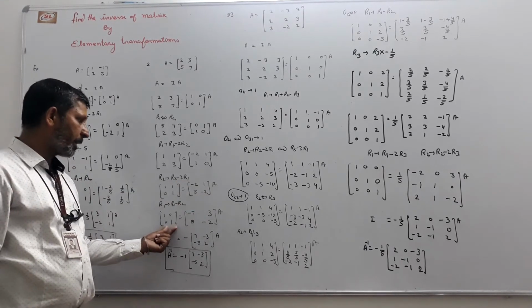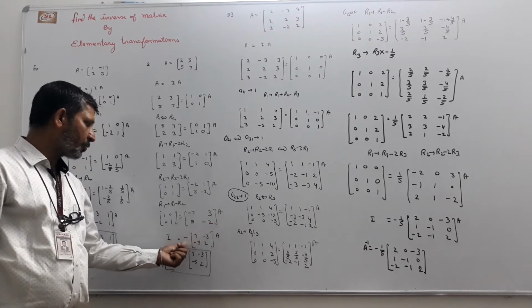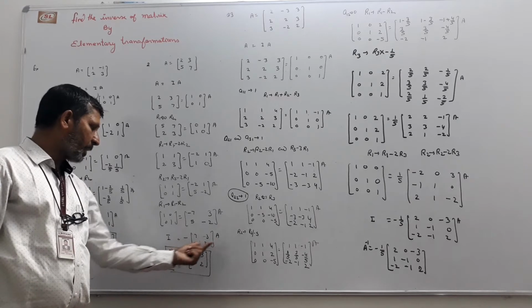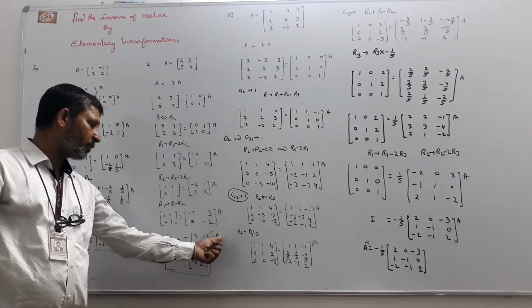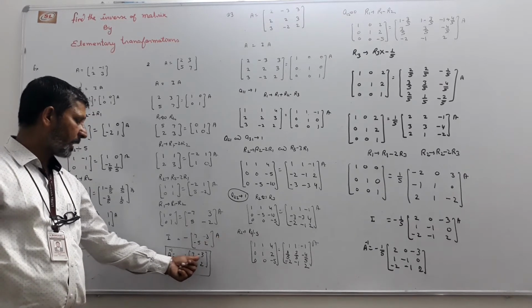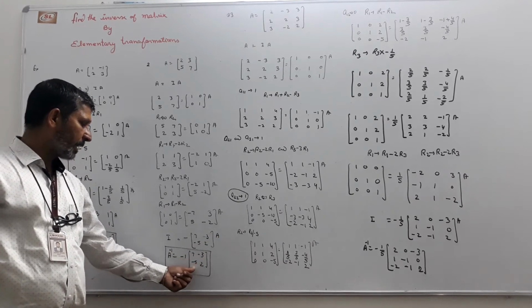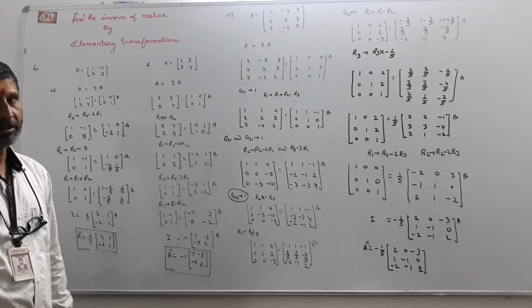It becomes the unit matrix. This one is the inverse. The product of two matrices equals the unit matrix. Therefore, this is the inverse of this. So, what is the inverse? Minus 1, 7, minus 3, minus 5 and 2. This is the inverse of the 2 by 2 matrix.